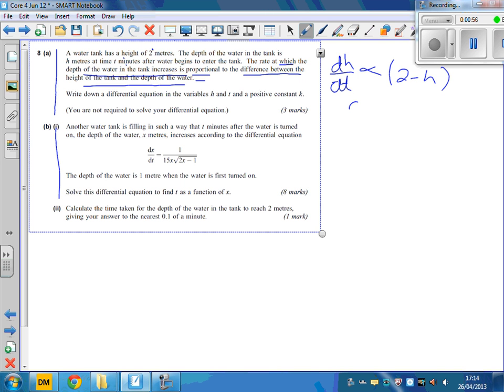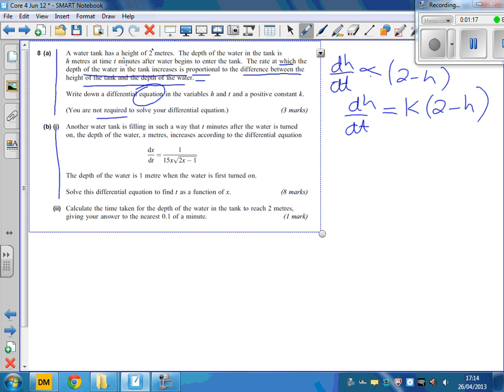We got 2 marks for doing that, and we get our 3rd mark for making it an equation. An equation needs an equals in it, and what you do is you replace the proportional sign with a k, and there is our differential equation. We do not need to solve it.